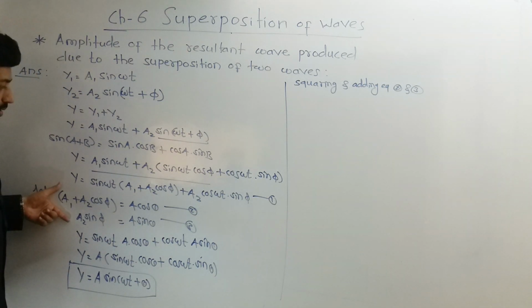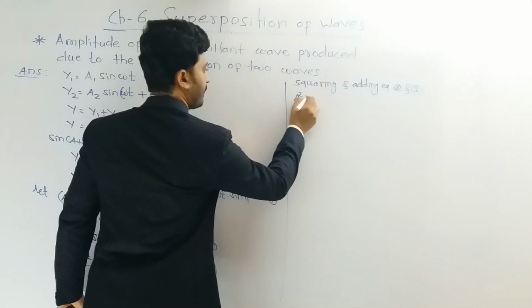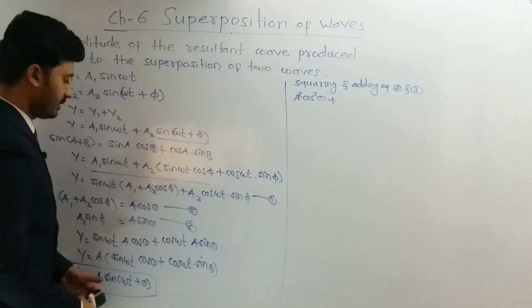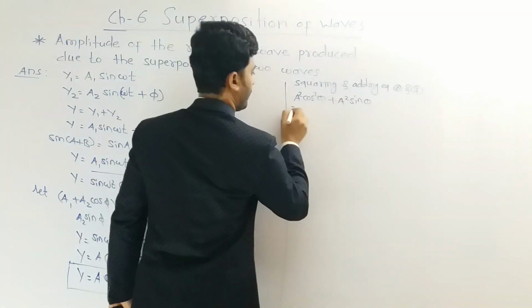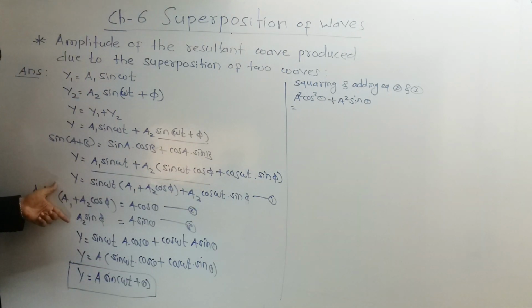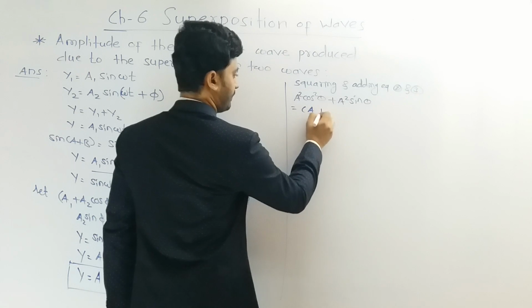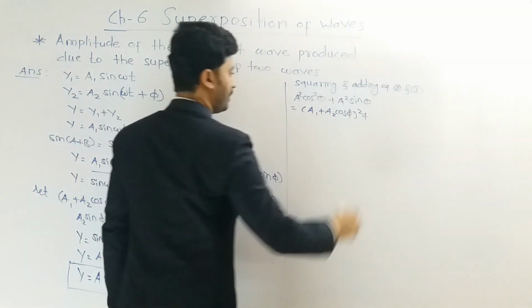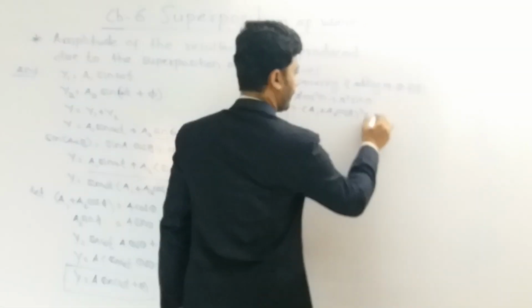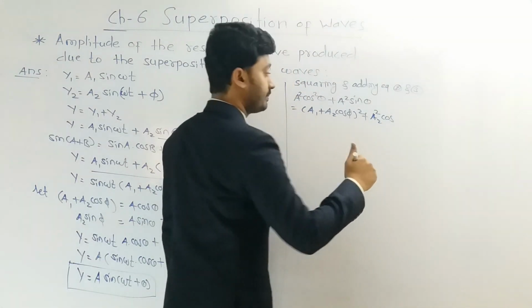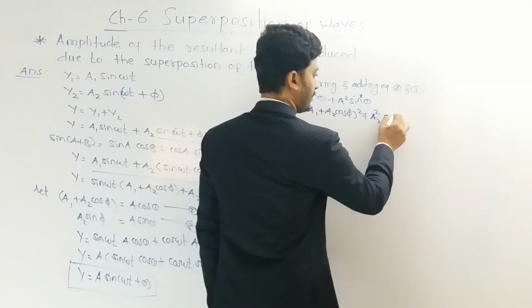Let us first make a square of the RHS of 2: A square cos square theta, adding RHS of the 3: A square sin square theta. Now look at LHS. Squaring this term, we will get (a1 plus a2 cos phi) bracket square, and plus LHS of the equation 3, a2 sine phi, and its square is a2 square sine square phi.